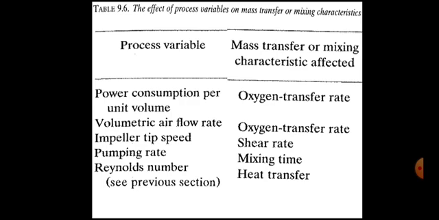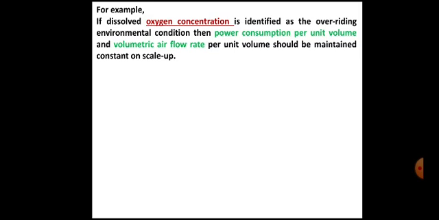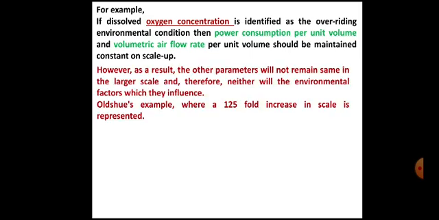So, what are the process variables related to oxygen transfer rate? Power consumption per unit volume and volumetric airflow rate. So, here, if dissolved oxygen is that overriding parameter, then power consumption per unit volume and volumetric airflow rate have to be modified accordingly. However, as a result, the parameters will not remain the same in large scale, and therefore neither will the environmental factors which they influence.